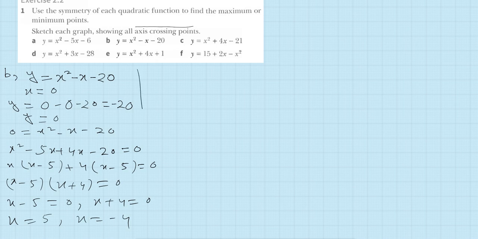So we have three axis crossing points. First, we have found when x is 0, y is minus 20. Second, when x is 5, then y is 0. And third, when x is minus 4, then y is 0. So this is the first step: (minus 4, 0), (0, minus 20), and (5, 0). These are the axis crossing points. After this, plot these points on the graph paper.